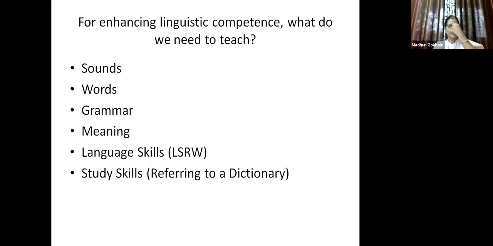Now, for enhancing linguistic competence, what do we need to teach? Certainly, we need to teach sounds, so we need to teach phonetics, words, vocabulary, a little of grammar. We have to tell them how to transfer meaning. We have to work with LSRW, listening, speaking, reading, and writing. Now, because some of you are going to work in speaking and writing, let me say it right away that the order of these skills is very important.